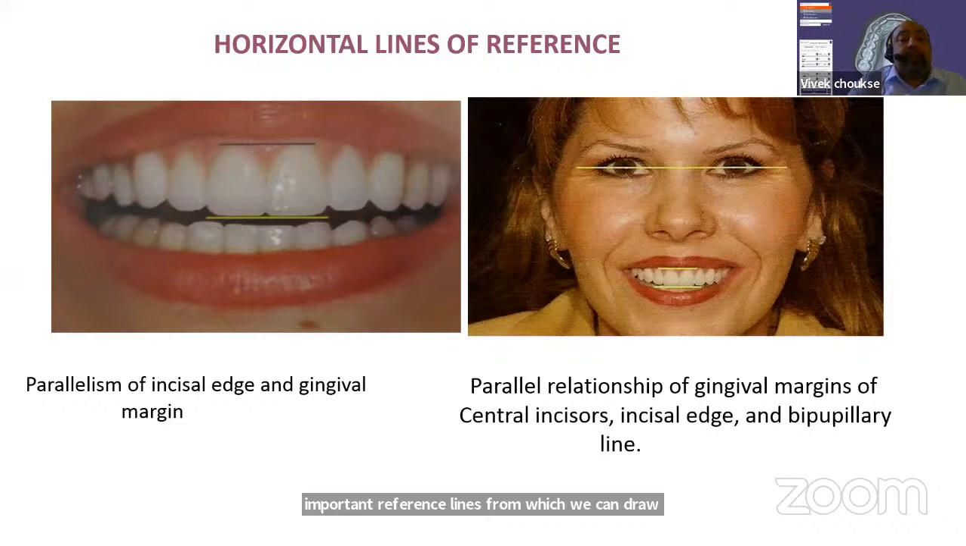As you can see here, we can see the parallelism of the incisal edge to the gingival margin. And in the other photo, we can also see the parallelism of the incisal edge to the gingival margin and to the interpupillary line.